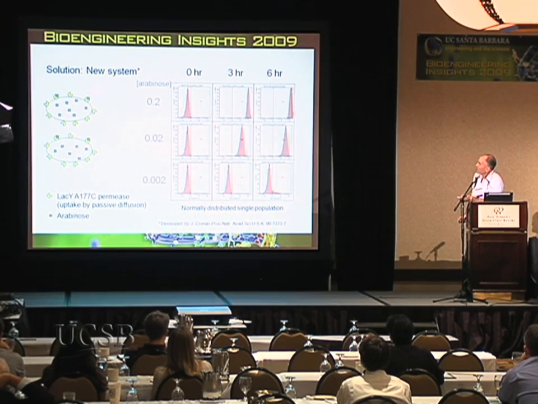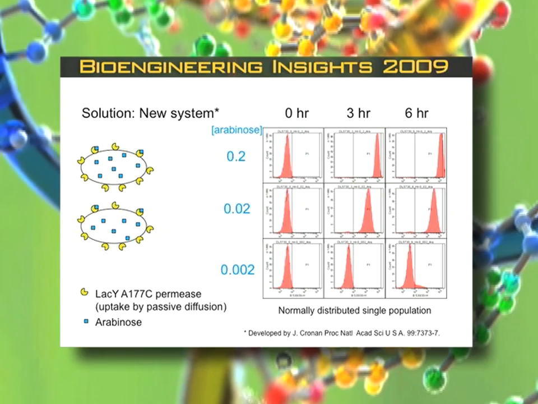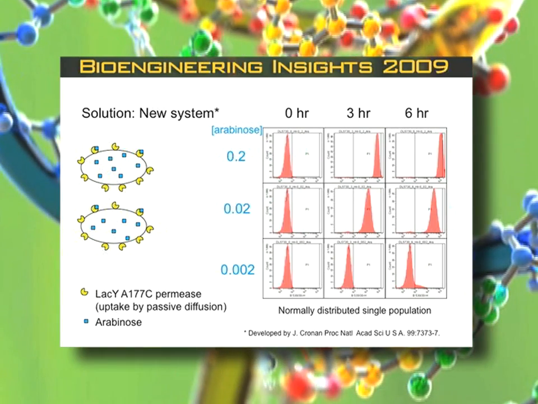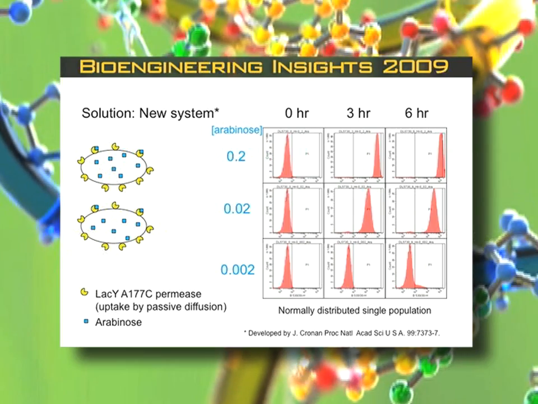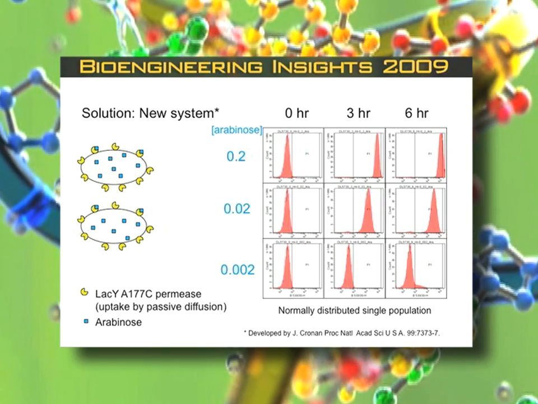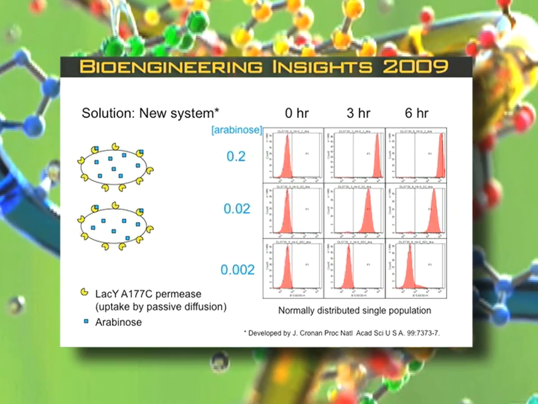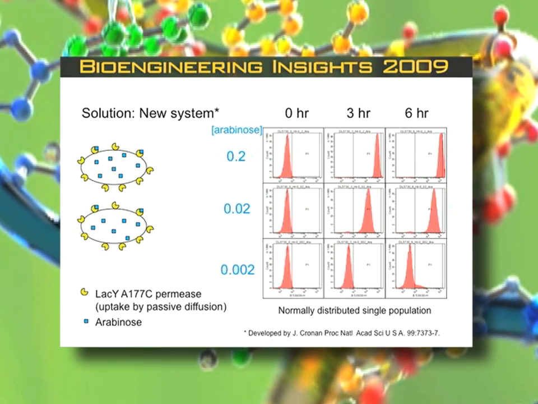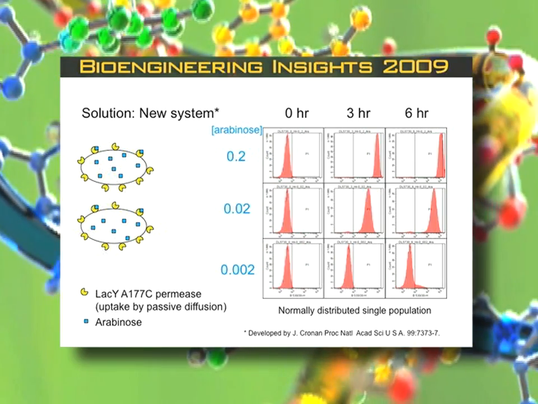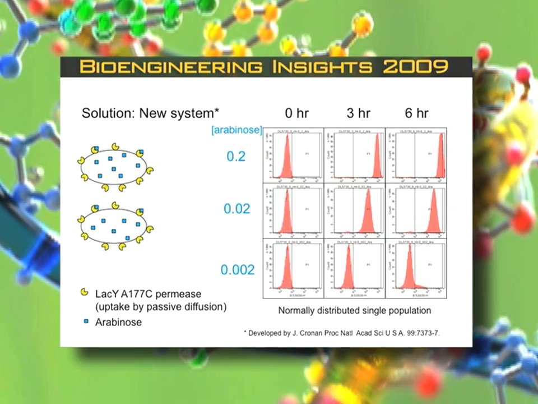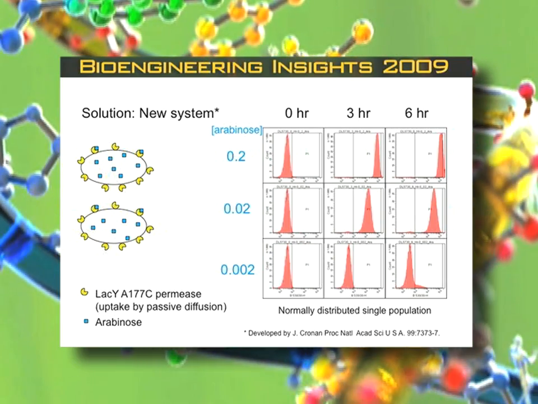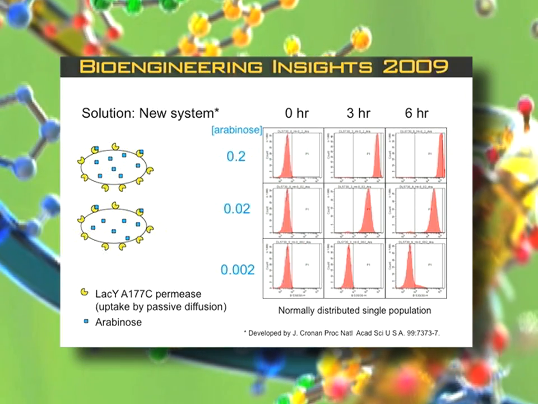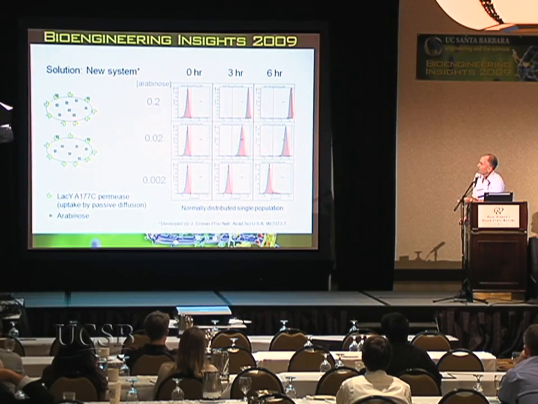So Cronin developed a different way to take up inducer, and this is really amazing the way it works. He took a LacY mutant that had originally been isolated at UCLA called LacY A177C, which is an altered permease which unbelievably takes up arabinose. So it's a lactose transporter that takes up arabinose, and it takes it up totally diffusively without energy. It doesn't require the proton motive force, which normally is required by the Lac permease.